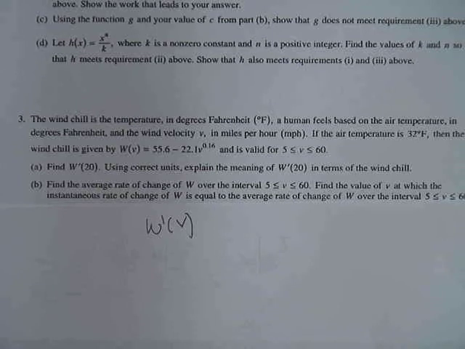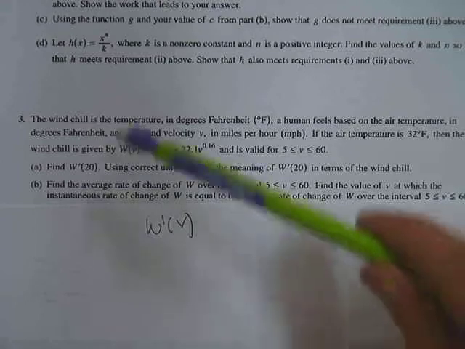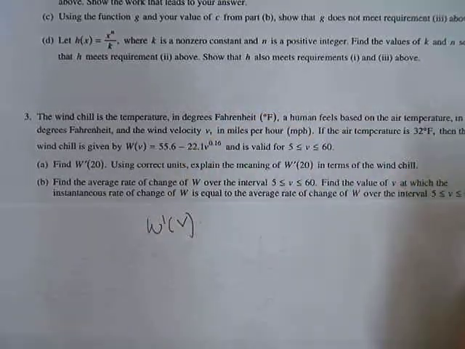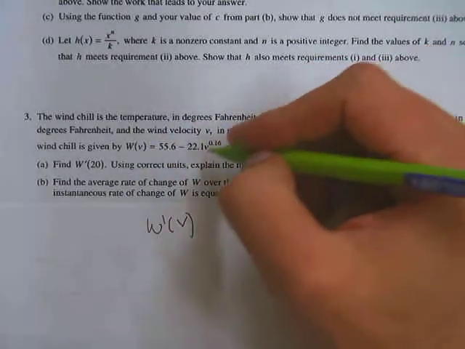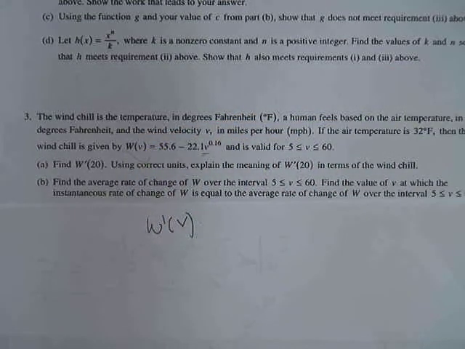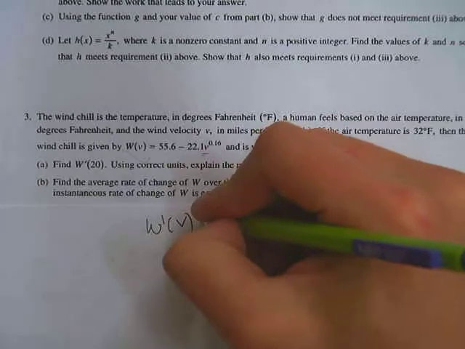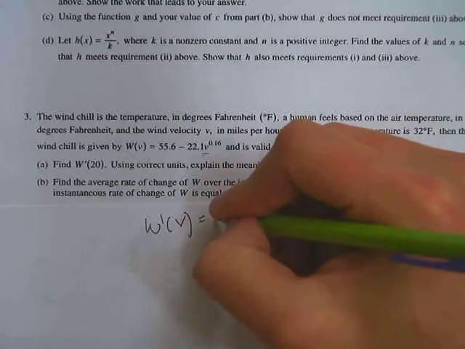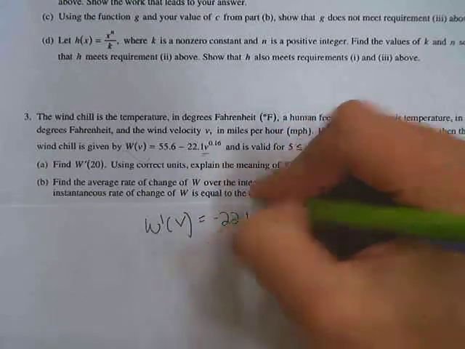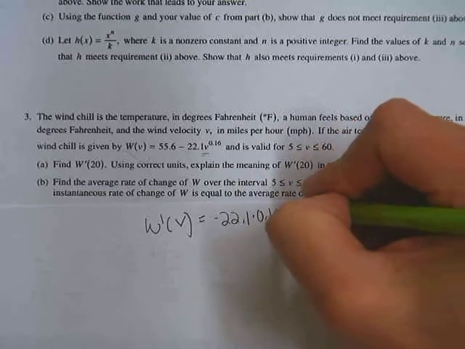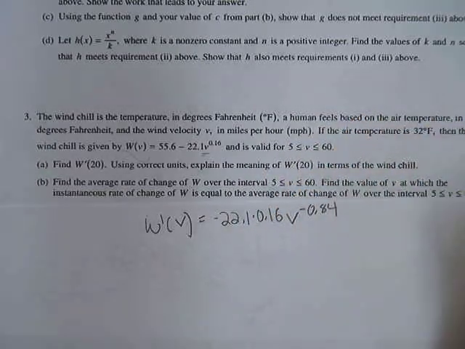The second problem, number 3. All right, our goal here is to find W prime of 20. So first we have to find W prime of v in this problem. This is a problem about wind chill, and we're plugging in the speed of the wind and getting what the temperature would be lowered to based on the speed of the wind. So W prime of v would just be, well, the derivative of 55.6 is just 0. So we get negative 22.1 times, pull the power down, 0.16 times v to the negative 0.84.